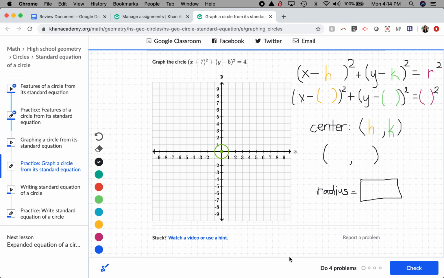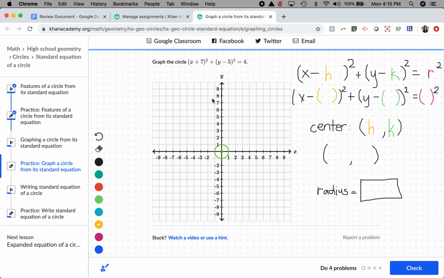In this problem, we are given that the equation of the circle we're supposed to graph is quantity x plus 7 squared plus quantity y minus 5 squared is equal to 4. The first thing I'm going to do is put it in standard form where h, k, and r are more clearly showing. What we have here is already in standard form, but I'm going to just put it in this form so we can more easily identify h, k, and r, which will be the pieces of information we need so that we can graph the circle quickly.